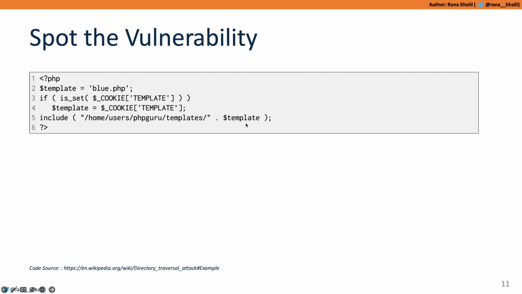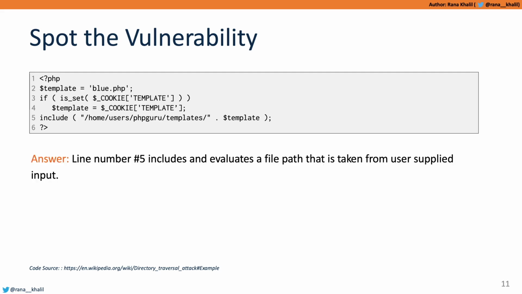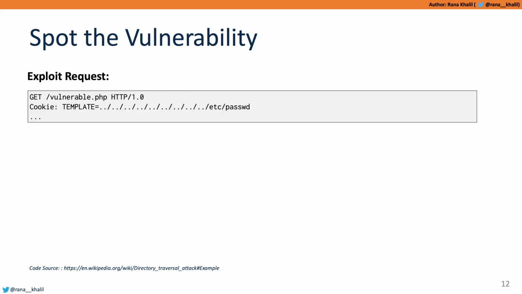Now, the issue over here is that this variable, the template variable, is user controllable because it's coming from the client side. It's coming from a cookie that is set in the browser, and it's not validated in any way in the backend. So me as an attacker, what I could do is exploit this vulnerability using this request over here. You can see I've got my template cookie, which is coming from the client side. What I do is I add a directory traversal payload in order to exploit the vulnerability. So this is a very common payload for directory traversal vulnerabilities.